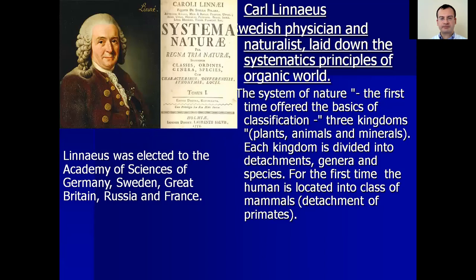Carl Linnaeus, in his System of Nature, for the first time offered the basics of classification of three kingdoms: plants, animals, and minerals. Each kingdom is divided into classes, detachments, genera, and species. For the first time, the human is located in the class of mammals, detachment of primates.